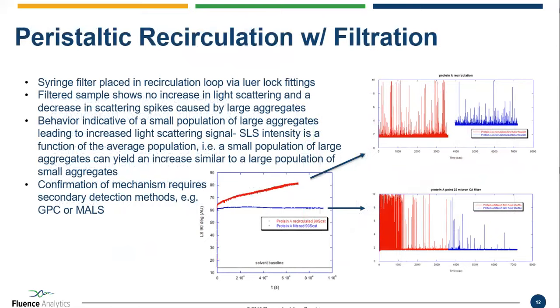On the bottom, we're doing the same type of experiment with the filter in place. And again, we see initially a large number of these large aggregate spikes occurring. And as we get to the end, we've seen really no increase in the baseline light scattering signal and also a decrease in the number of spikes we're seeing go through there. So the filtration is removing these large aggregates that are forming during the peristaltic recirculation.